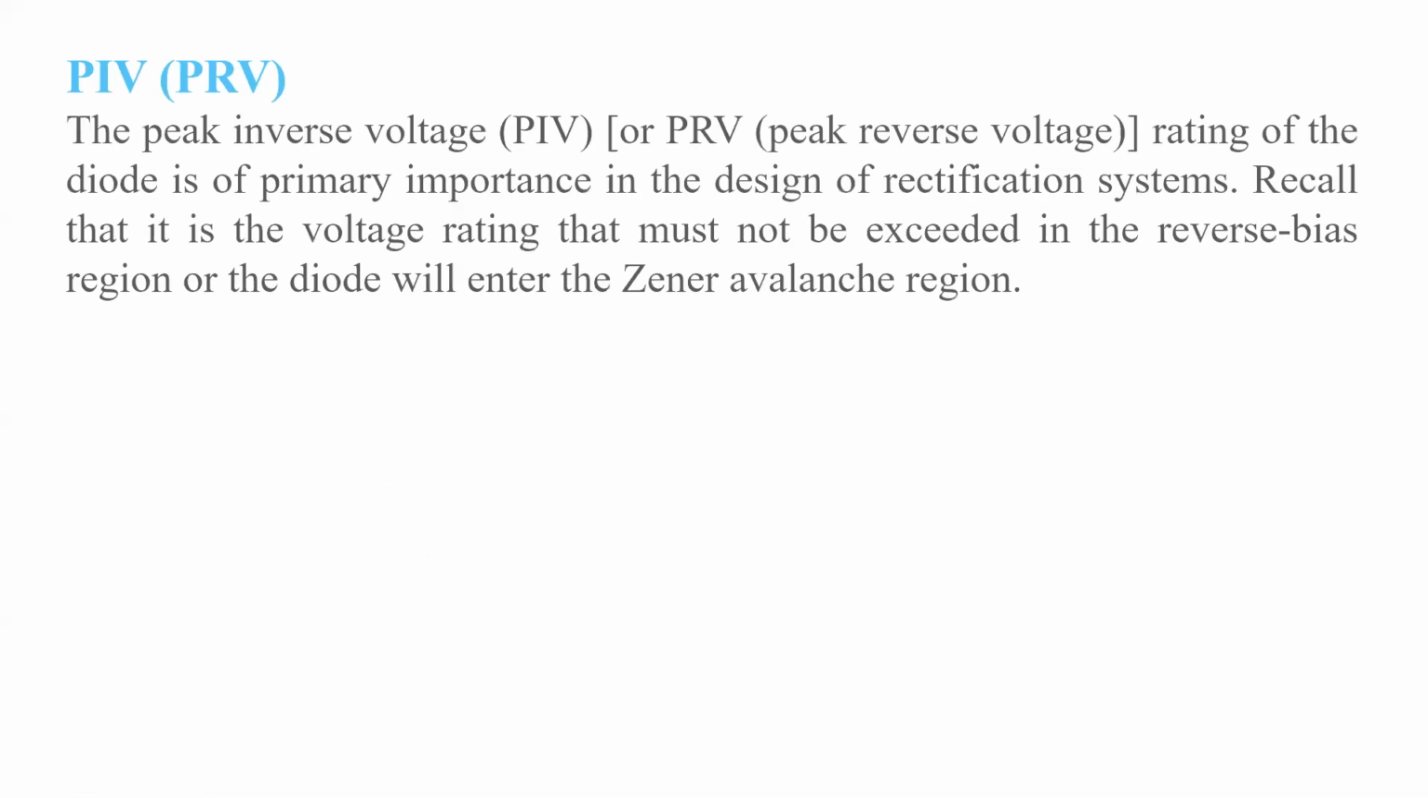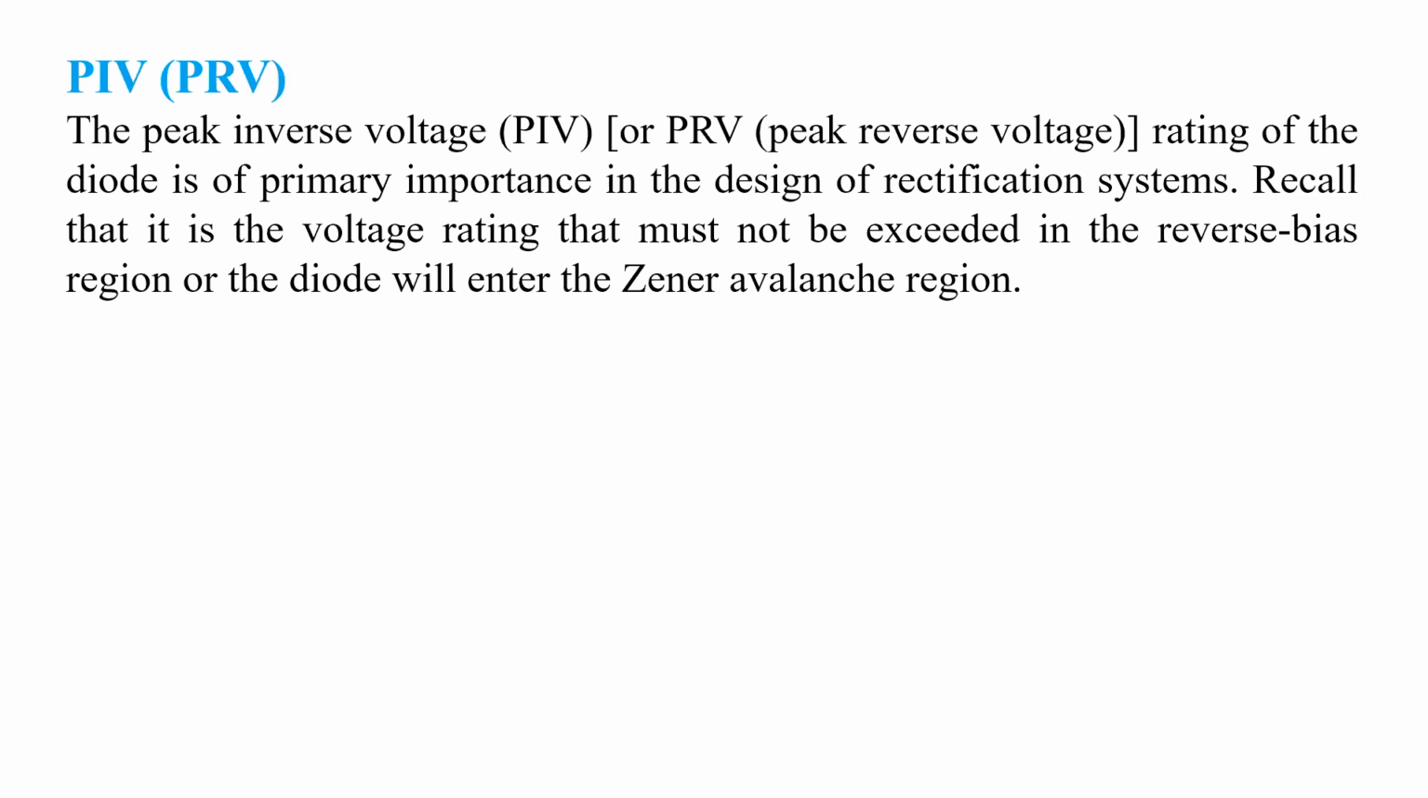Now, PIV. What is PIV? So this is a rating. You have to understand about your diodes. PIV, that means peak inverse voltage, or PRV, that is peak reverse voltage. Those are the ratings of your diode for your design. You have to make sure your diode will not face more voltage than your rating. What do I mean by that?